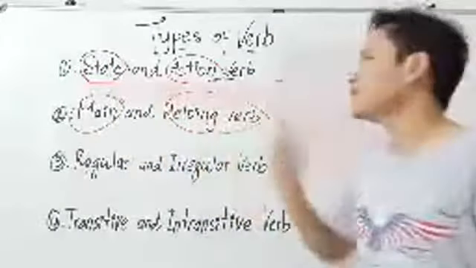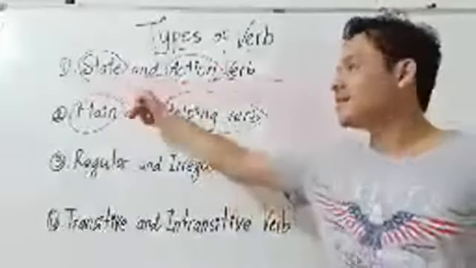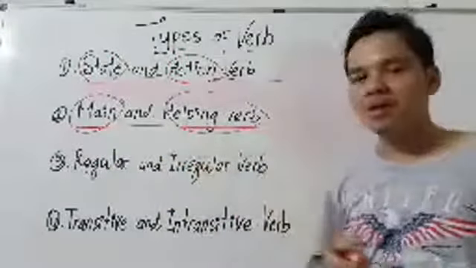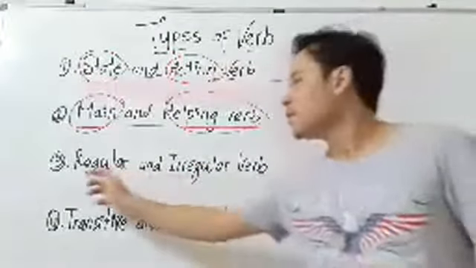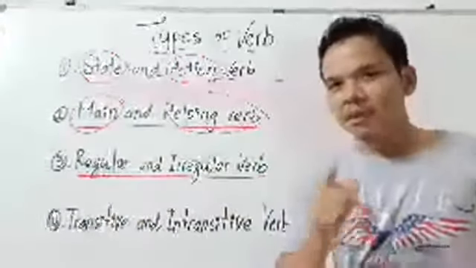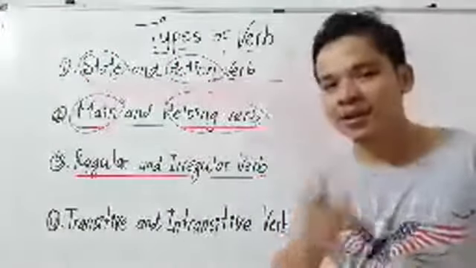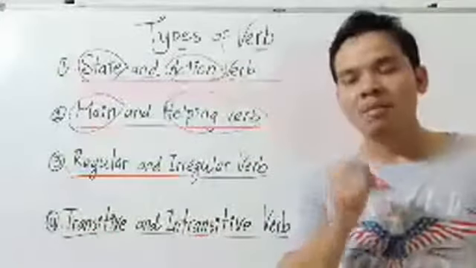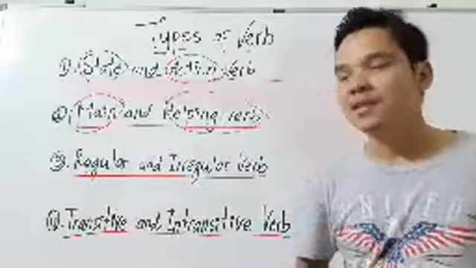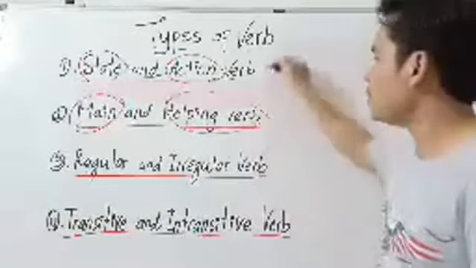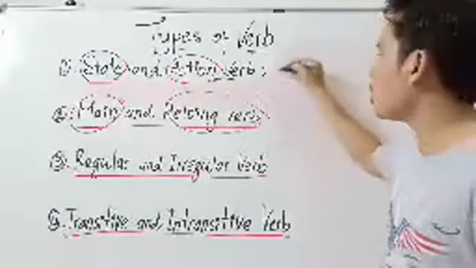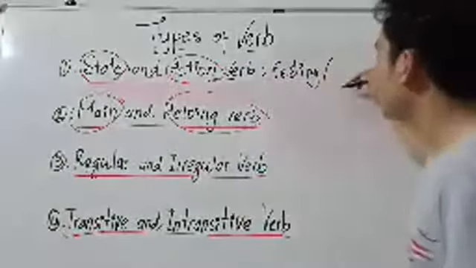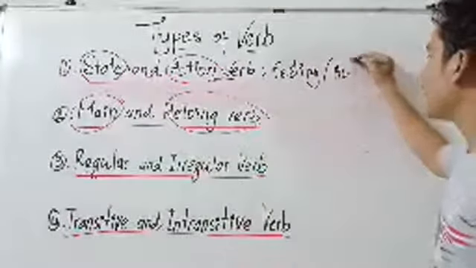Number one, verbs are stative and action verbs. The second one, verbs talk about main verbs and helping verbs. Number three, verbs talk about regular verbs and irregular verbs. And number four, verbs talk about transitive and intransitive verbs. Just a short meaning to know: stative and action verbs talk about feeling and activity.